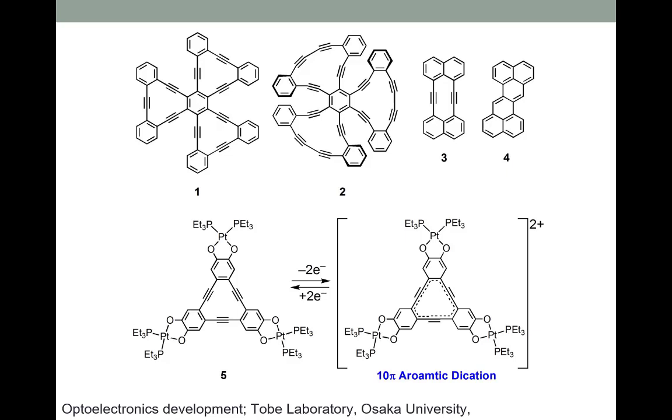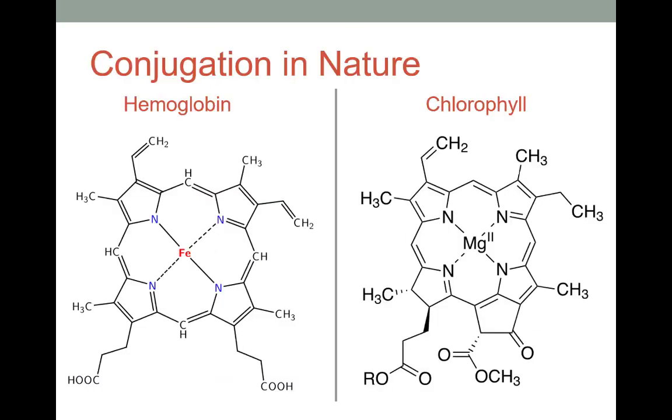Nature has further examples for us in conjugation in terms of hemoglobin and chlorophyll. These two, of course, are molecules in nature that complex metal ions. We can see in hemoglobin the iron complexed by a series of nitrogens, and in chlorophyll it's a magnesium center. But if you follow around the outside of these molecules, you can see definitely these conjugated systems of alternating single and double bonding. That's true around chlorophyll as well.